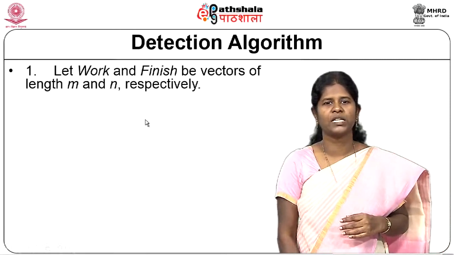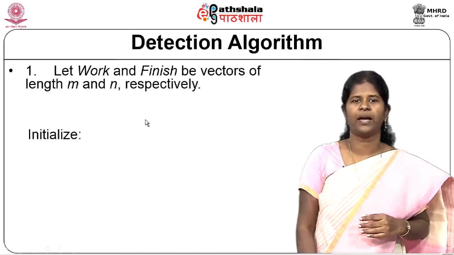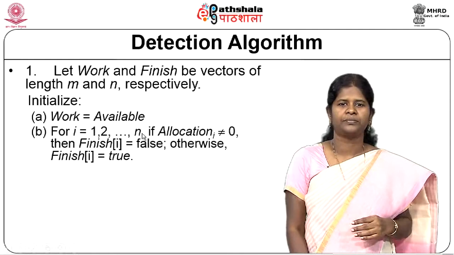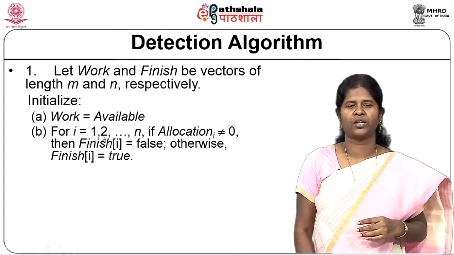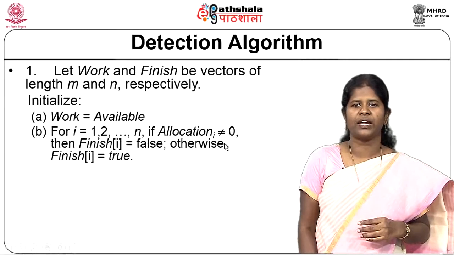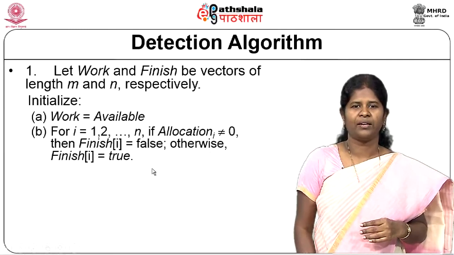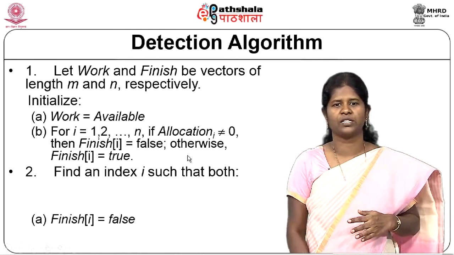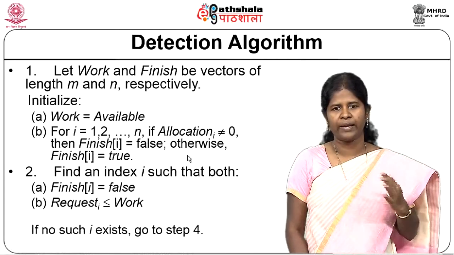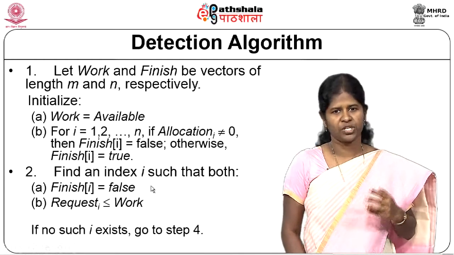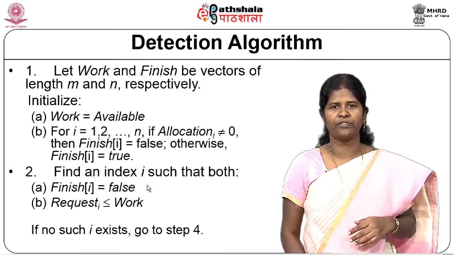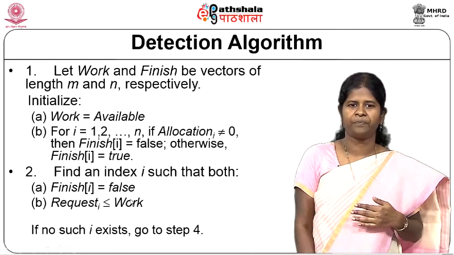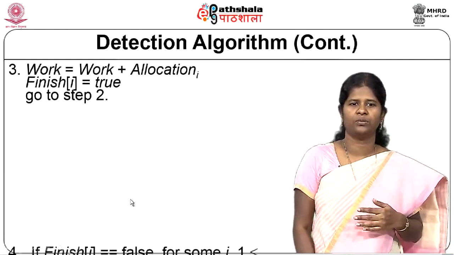You have 2 vectors, work and finish, of length m and n respectively, and you initialize work to what is currently available. For each i from 1 to n, you check if allocation i is not equal to 0. If so, finish[i] is false, otherwise finish[i] is true. Then you go through an iteration where you try to find an i such that finish[i] is false and the request of that process is less than or equal to work. If there is no such i, you go to step 4.